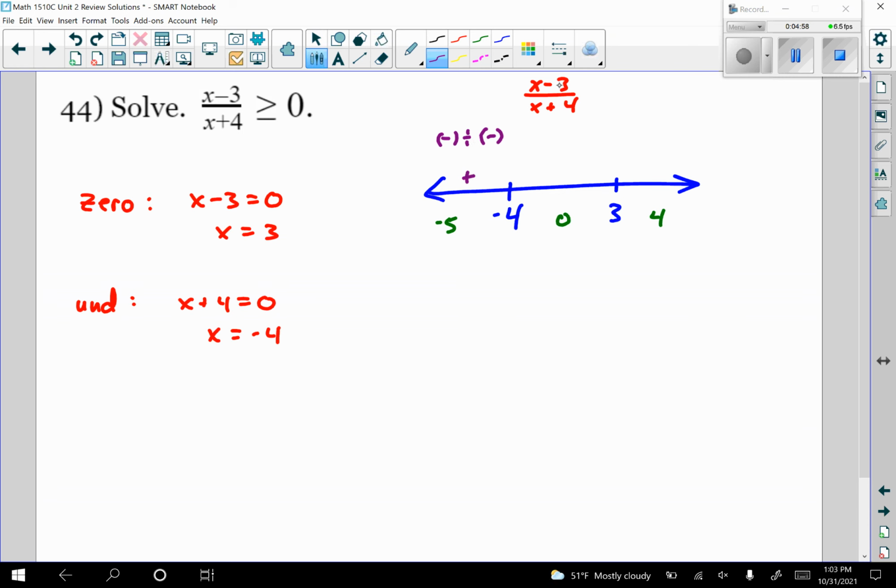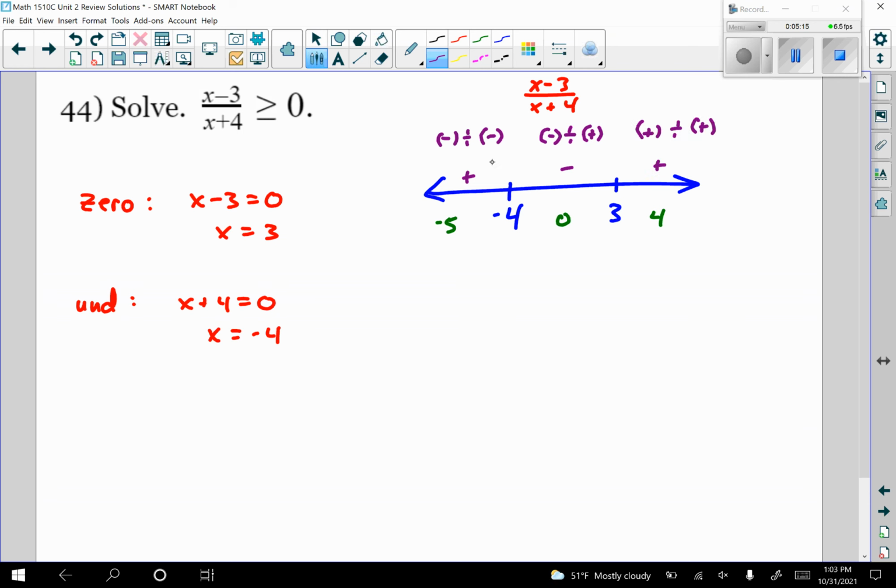If I substitute in 0, 0 minus 3 is negative. 0 plus 4 is positive. A negative divided by a positive is a negative. Then I have 4 minus 3, so that's positive, divided by 4 plus 4, which is positive, so that's positive.